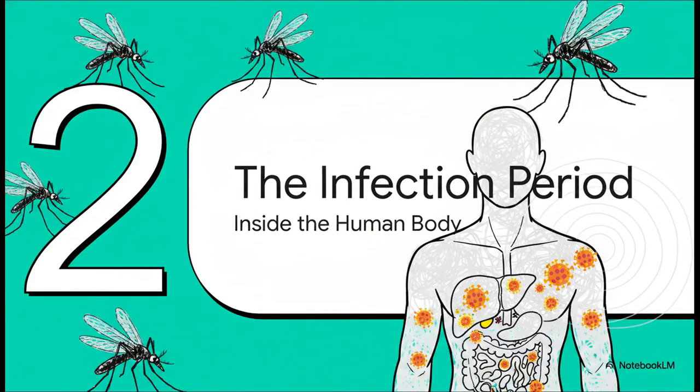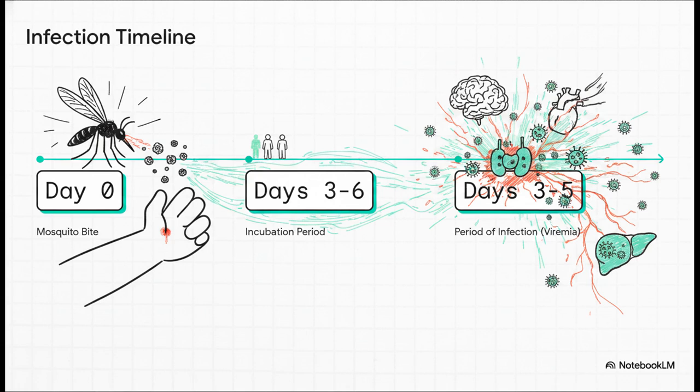Moving into Section 2, the infection period. The timeline of this infection moves ridiculously fast. At day 0, the mosquito bites. Immediately, the virus starts quietly replicating in your local lymph nodes. Then, you've got a super short incubation period, just 3 to 6 days, where the patient usually feels perfectly fine. But right after that, bam, we hit the period of infection, also known as viremia, which lasts about 3 to 5 days. During this tight window, the virus aggressively floods out of the lymph nodes into the bloodstream and makes a beeline for your major organs.